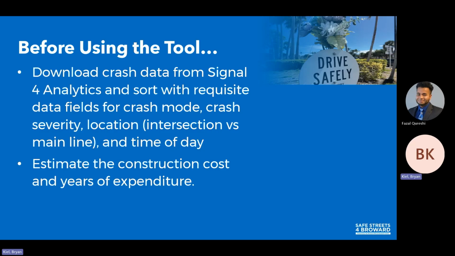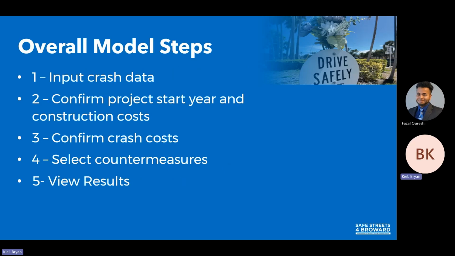Before using the tool, we'll need crash data to be downloaded from Signal 4 Analytics and sorted with the requisite data fields for crash mode, crash severity, location, again at the intersection or at a main line, and then time of day. We'll also need to estimate the construction costs and the years of expenditure for the project that's being analyzed. These are our basic steps that we'll then view after this presentation.